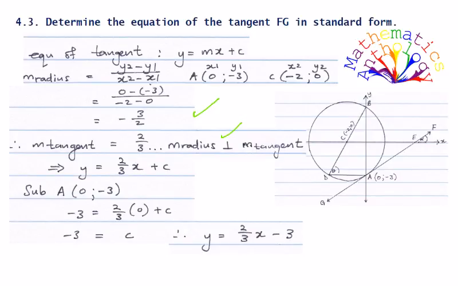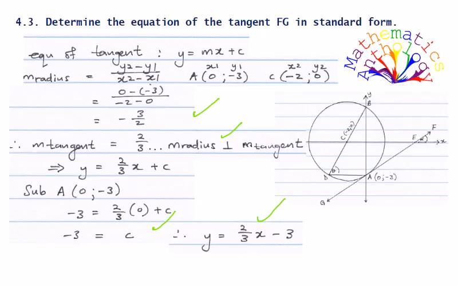4.3, determine the equation of the tangent FG in standard form. Okay, so a tangent is a straight line. So standard form they're looking for here is y is equal to mx plus c. So the equation of the tangent, y equals mx plus c, we go for m first. We try to solve for the gradient of the tangent first.